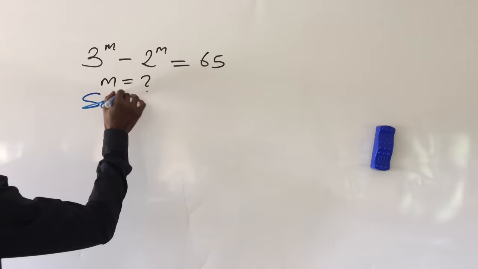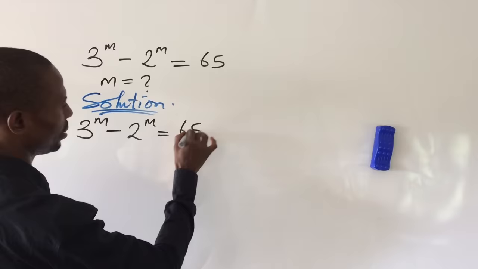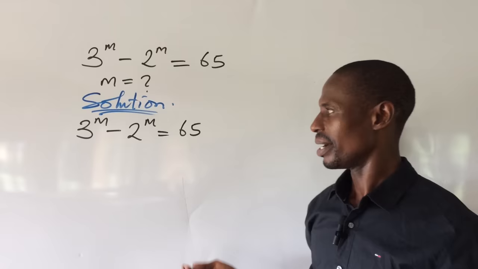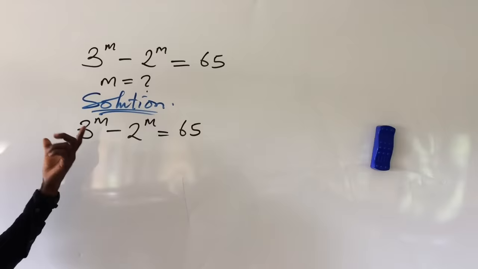Let's put down the question, which is 3 to the power of m minus 2 to the power of m equals 65. Now if you look at this question carefully, this may pose some challenge, but we're going to solve it with the knowledge of mathematics we've gained in the previous classes. All right, so how do we handle this challenge? It is easy. What we want to do here is to see how we can bring in another alphabet.